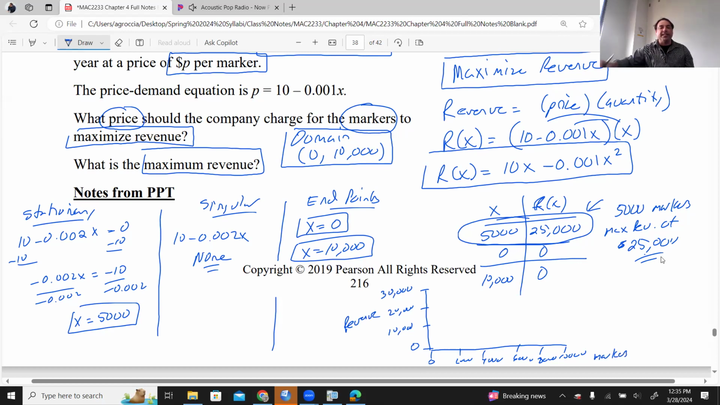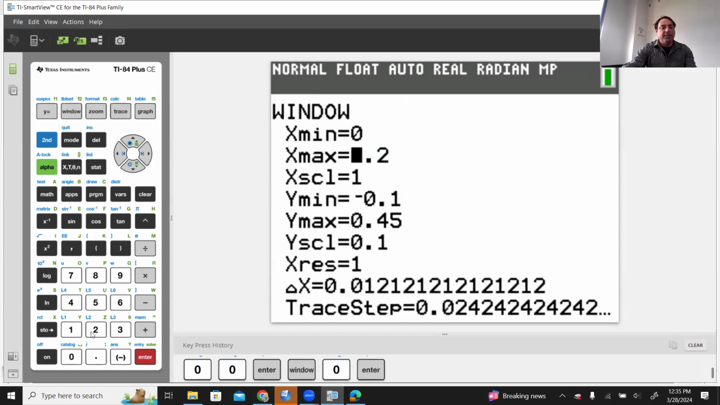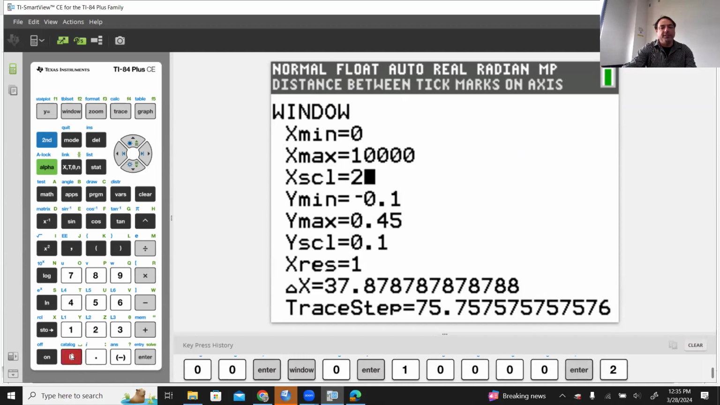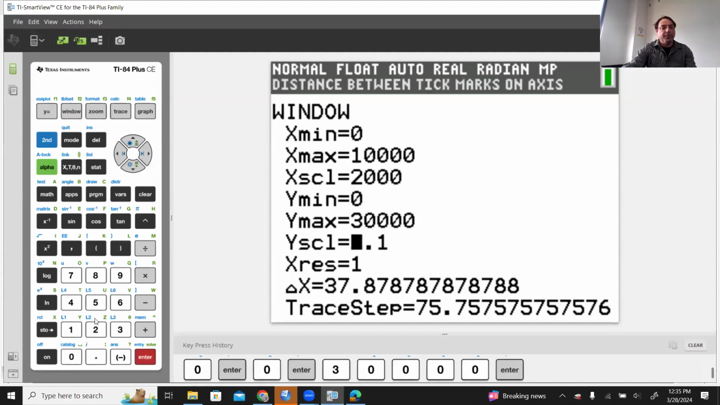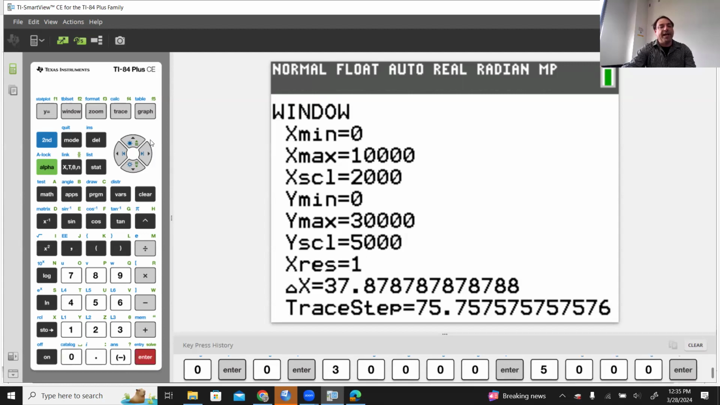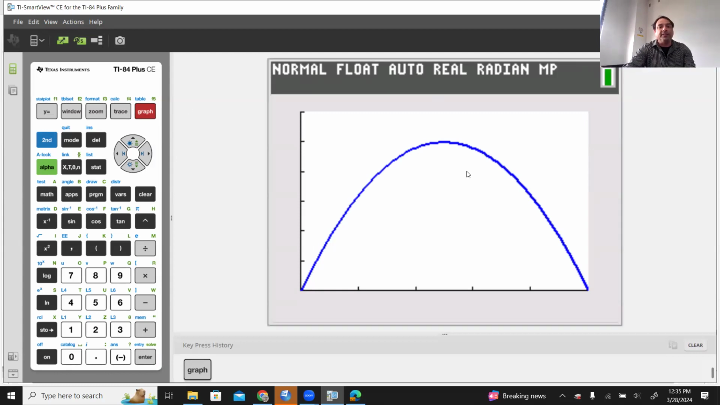And I know this is a really quick sketch, but I really just want to show you the picture that if I go to window, 0 to 10,000 markers, counting by 2,000, and 0 to $30,000 revenue, counting by 5,000s, and we graph that, you could see your revenue going up and your revenue going down. So if we want to maximize it, where's the maximize? On the top. And what do we say the answer was?